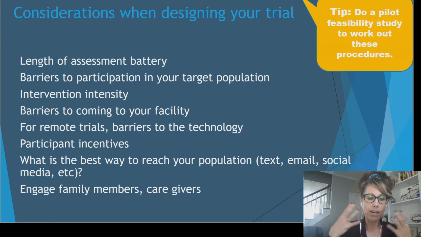Intervention intensity is another one. I know a lot of us are trying to reduce the intensity of interventions, get things to be maybe more technology delivered, to reduce that participant burden on the intervention end.